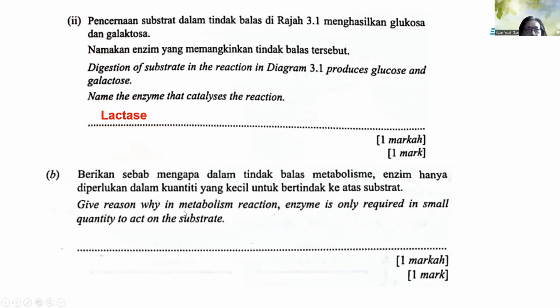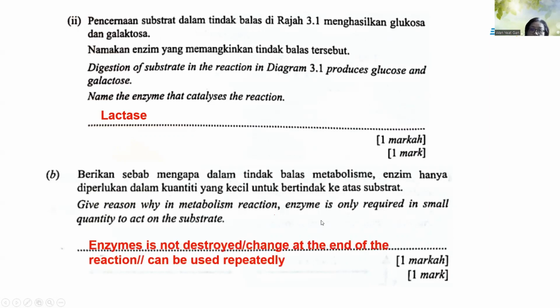Give a reason why in metabolism reaction, enzyme is only required in small quantity to act on the substrate. Now, why do you need only a small quantity of enzyme? The reason is enzyme is not destroyed or changed at the end of the reaction, and it can be used repeatedly. The active site remains the same, it does not change. So you don't really need to use a lot of enzyme because it is not destroyed at the end of the reaction.